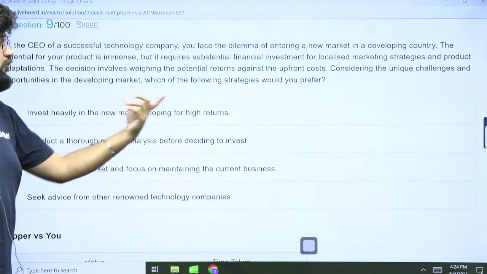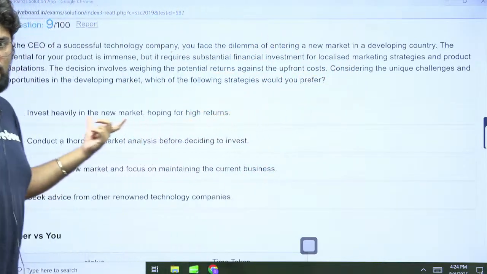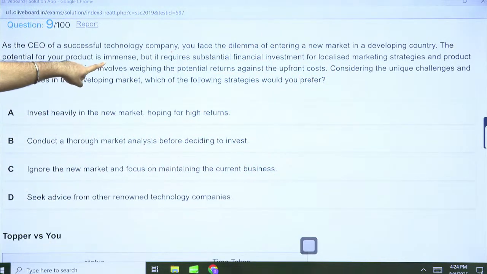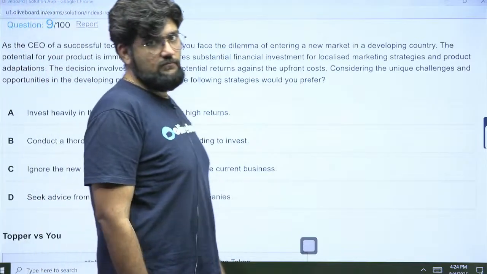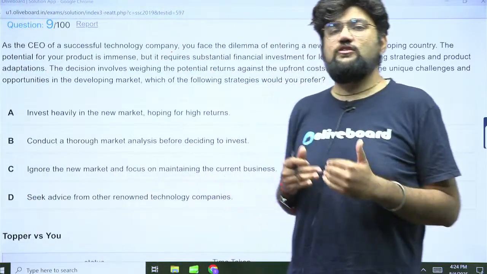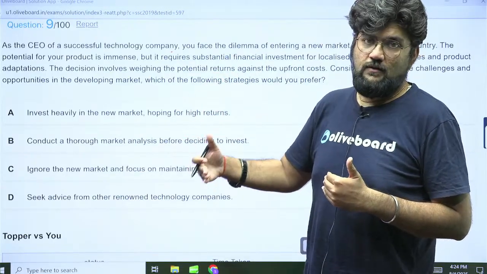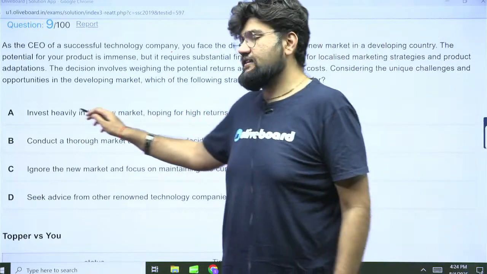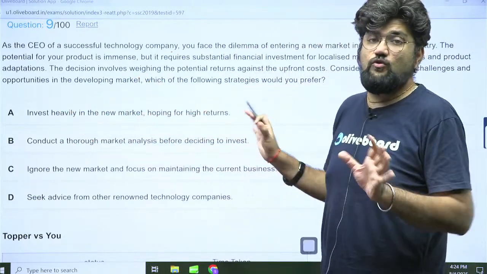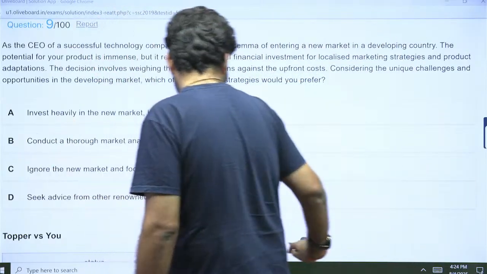Invest heavily in the new market, hoping for high returns. Obviously, as a business owner, you cannot take this decision. Because what was the primary challenge to you? The decision involves weighing the potential returns against the upfront cost. Obviously, as a good decision maker, as a good businessman, you need to think that my return on investment has to be good. It should not be that my costs are more than what I'm going to get. So you just can't invest heavily randomly, because you don't know about the local market. So this is definitely a no-go. This will be eradicated.